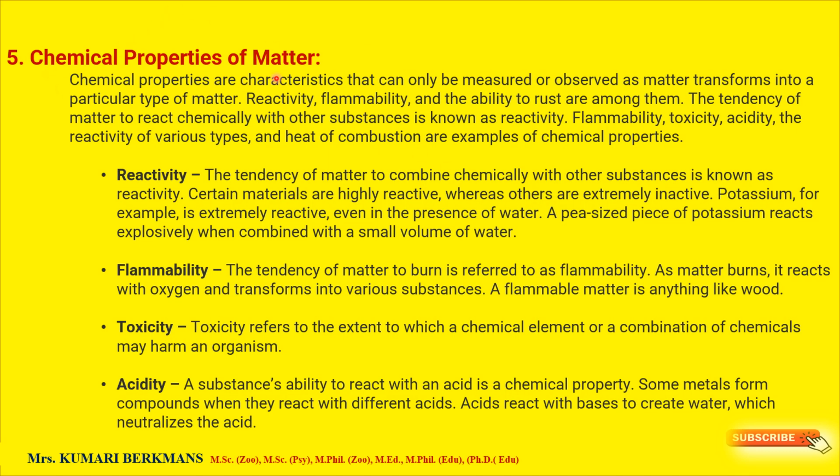Chemical properties of matter. Chemical properties are characteristics that can only be measured or observed as matter transforms into a different type of matter. Reactivity, flammability, and the ability to rust are among them. The tendency of matter to react chemically with other substances is known as reactivity. Flammability, toxicity, acidity, the reactivity of various types and heat of combustion are examples of chemical properties.